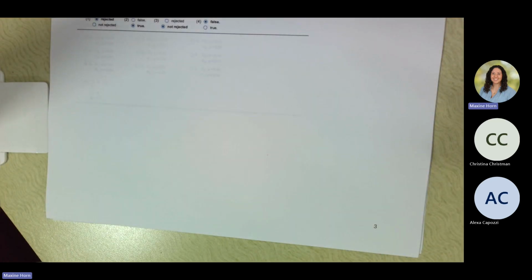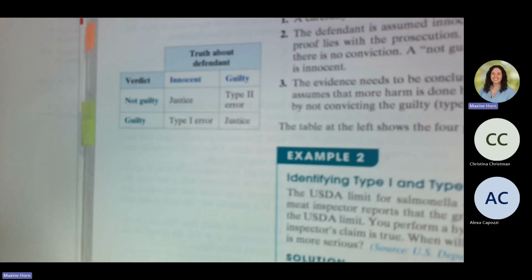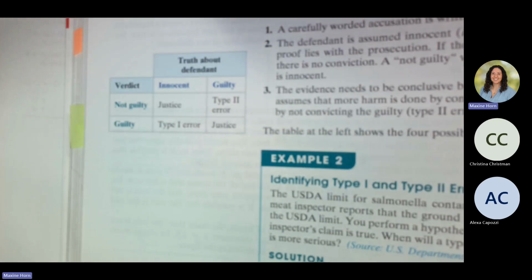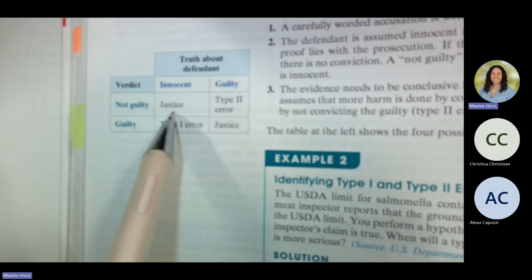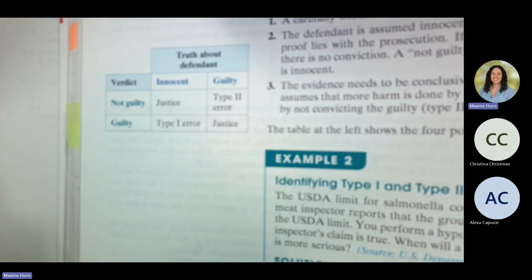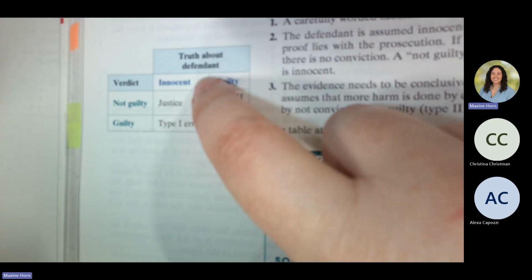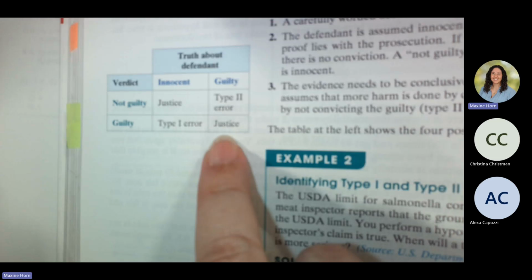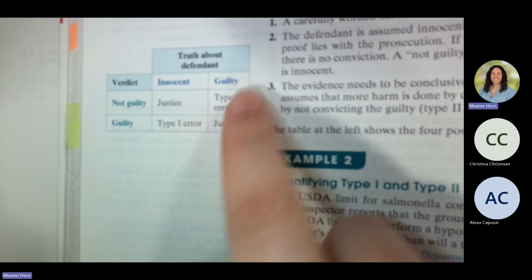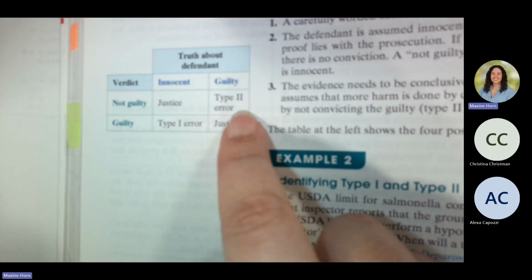And the example that they give that I really like on this next page here is if somebody is innocent and they're found not guilty, that's justice. But if they're innocent and they're found guilty, that's a type 1 error. Okay. If somebody is guilty and they're found guilty, that's justice. But if somebody is guilty and they're found not guilty, that's a type 2 error.